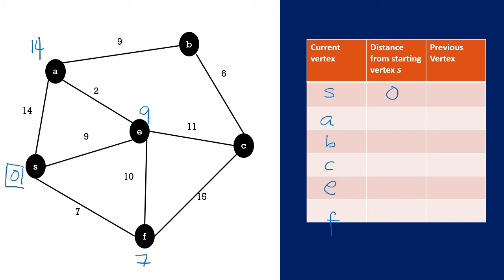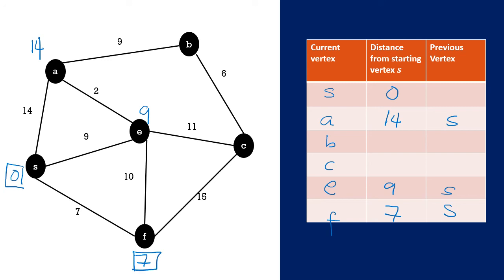So what will we do? We now write down their distances from here. So A is 14, E is 9, F is 7. Previous vertex would be S, our current vertex. And then what do we do? We now choose the smallest number, the vertex closest to S. So in that case, that would be F. So let's box 7. Okay?